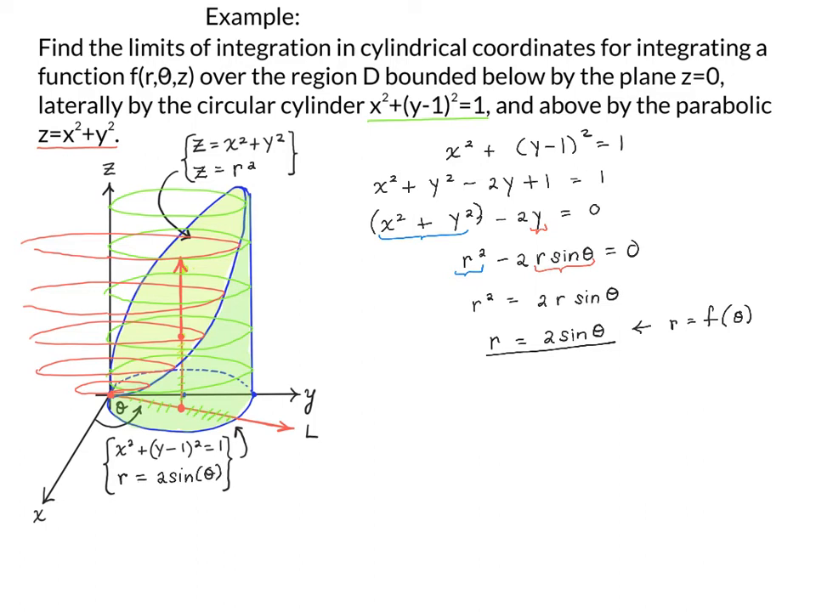Okay, so now we want to look at our r, theta, and z, and we want to see what are the boundaries for these. So starting with r, our r is going to be between 0 and 2 sine theta.